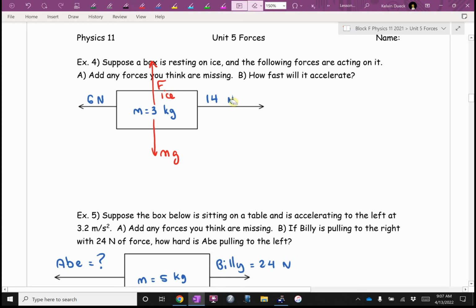What else? I got the 14 and I got the 6. Okay. Scott, what does B want me to find? We're going to use your theorem, but we're going to modify it. Scott, look at the picture. Which direction must this accelerate? Which direction is your unbalanced force?